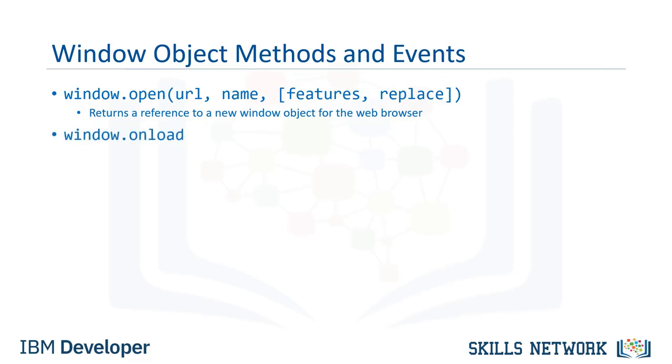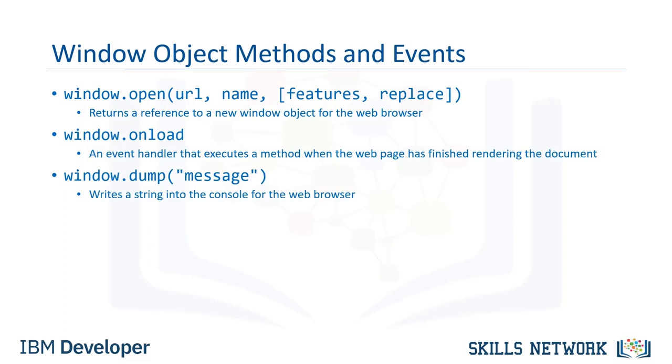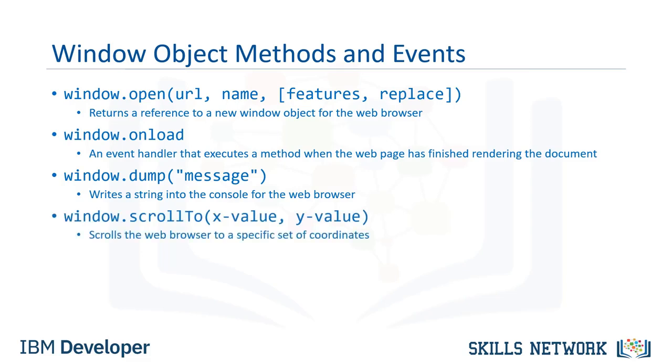The window.onload function can be used to start a function after the page is loaded. The function window.dump(message) writes a string into the console for the web browser. The dump function is a less intrusive way to display diagnostic information than the alert method. Finally, window.scrollTo(x-value, y-value) scrolls the web browser to a particular set of coordinates on a page.